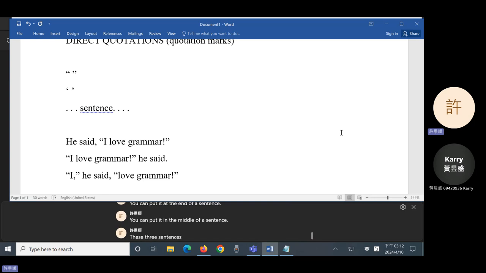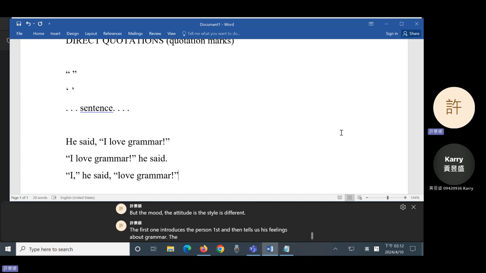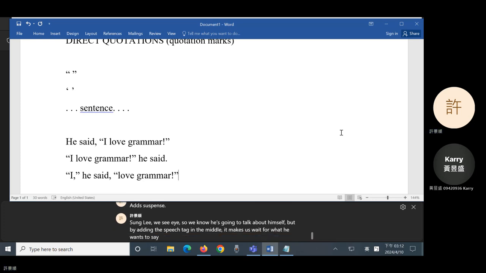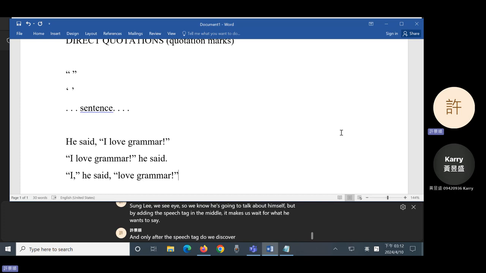These three sentences have the exact same meaning, but the mood, the attitude, the style is different. The first one introduces the person first and then tells us his feelings about grammar. The second sentence emphasizes his love of grammar and then reminds you that this is he who said it. It's like the speech tag is only there because it's required. The third sentence adds suspense, 张力. We see "I," so we know he's going to talk about himself. But by adding the speech tag in the middle, it makes us wait for what he wants to say. And only after the speech tag do we discover, oh, he's saying that he loves grammar.